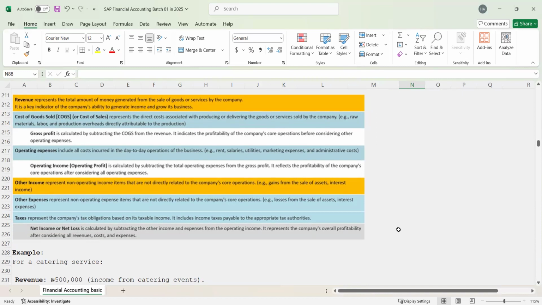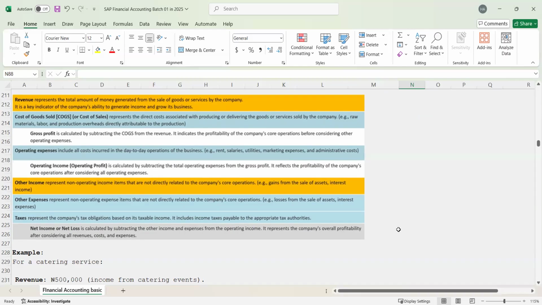When you look at the slides from my fellow here, the revenue represents the total amount of money generated from the sales of goods and services by the company. It's a key indicator of the company's ability to generate income and grow the business. For every business to continue, that's continuity. Without revenue, you can't do anything. You can't just be having costs and grow. You liquidate or you file for bankruptcy. That's a simple analysis there.